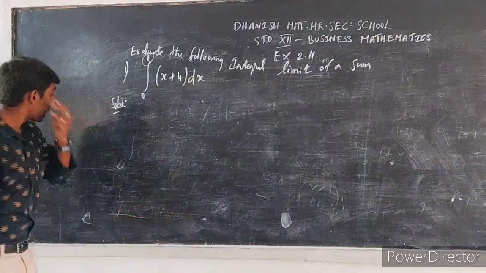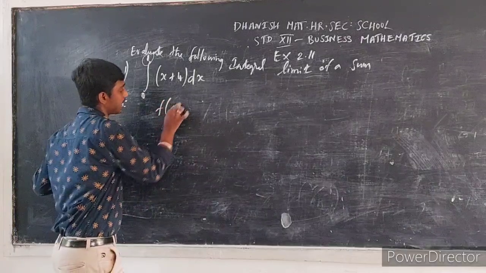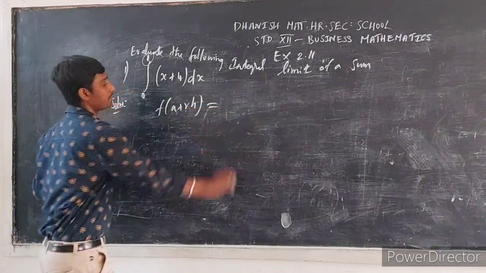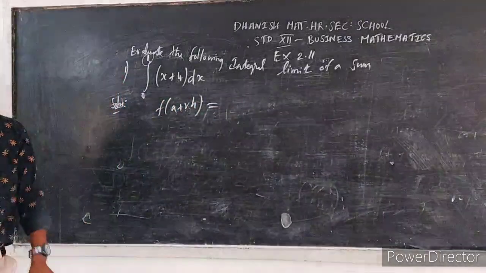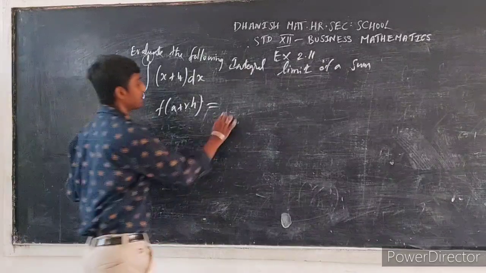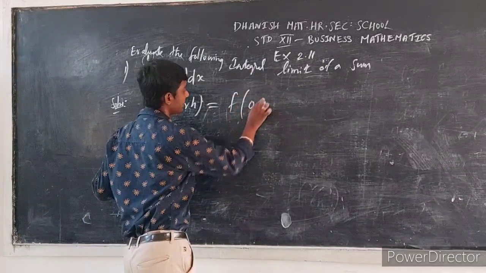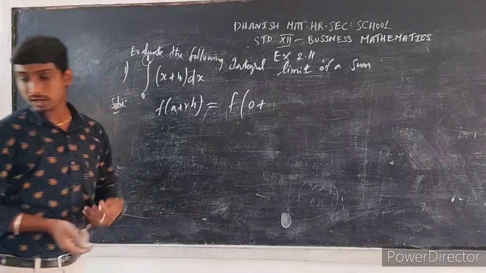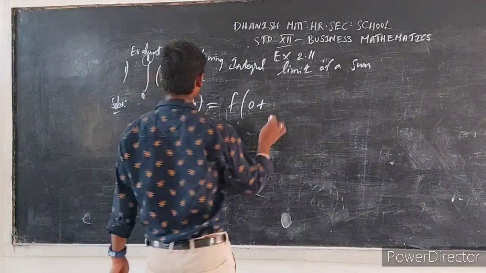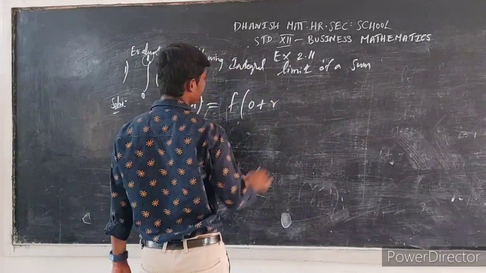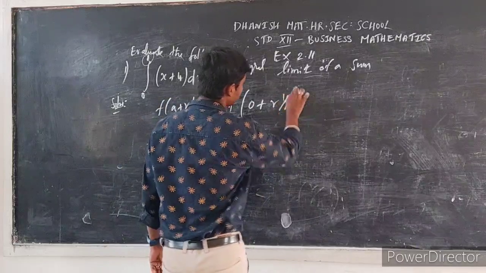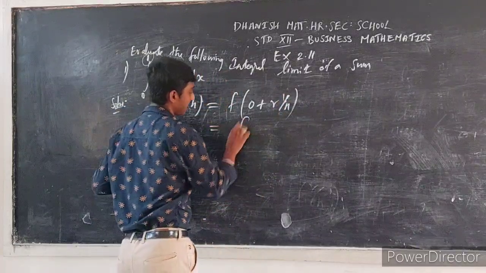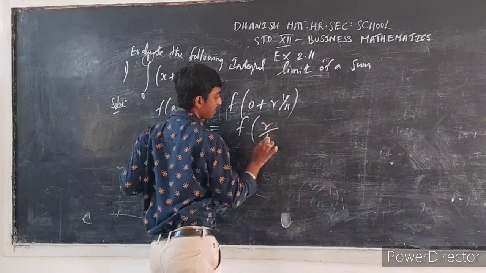That will be f of a plus rh. What is the formula here? f of a, what is the a value? That will be 0 plus r. So the r plus h value, that will be 1 by n. So what is the h value? That will be 1 by n, f of r divided by n.